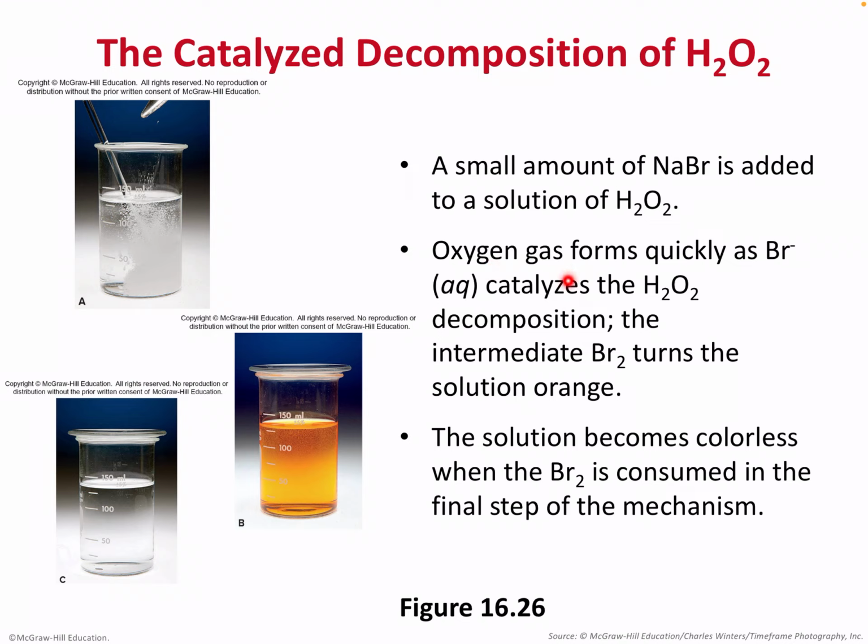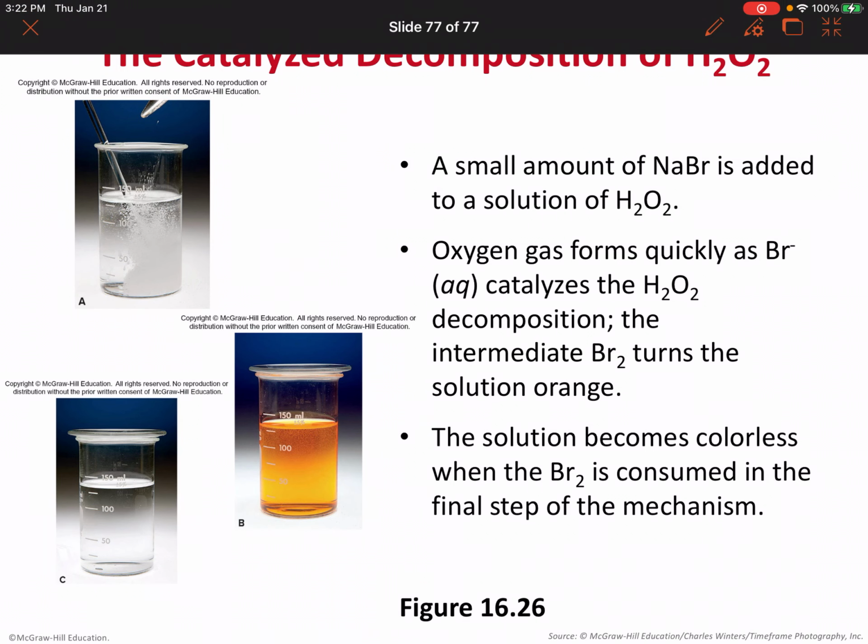Oxygen gas forms quickly as bromide catalyzes the H2O2 decomposition. The intermediate bromine turns the solution orange. The solution becomes colorless when the bromine is consumed in the final step of the mechanism. There was another step, but we didn't do a second step when we did our hydrogen peroxide decomposition in General Chemistry 1, but we saw the bubbling of oxygen and decomposition of hydrogen peroxide. Right? Okay, so that concludes our first chapter on kinetics.